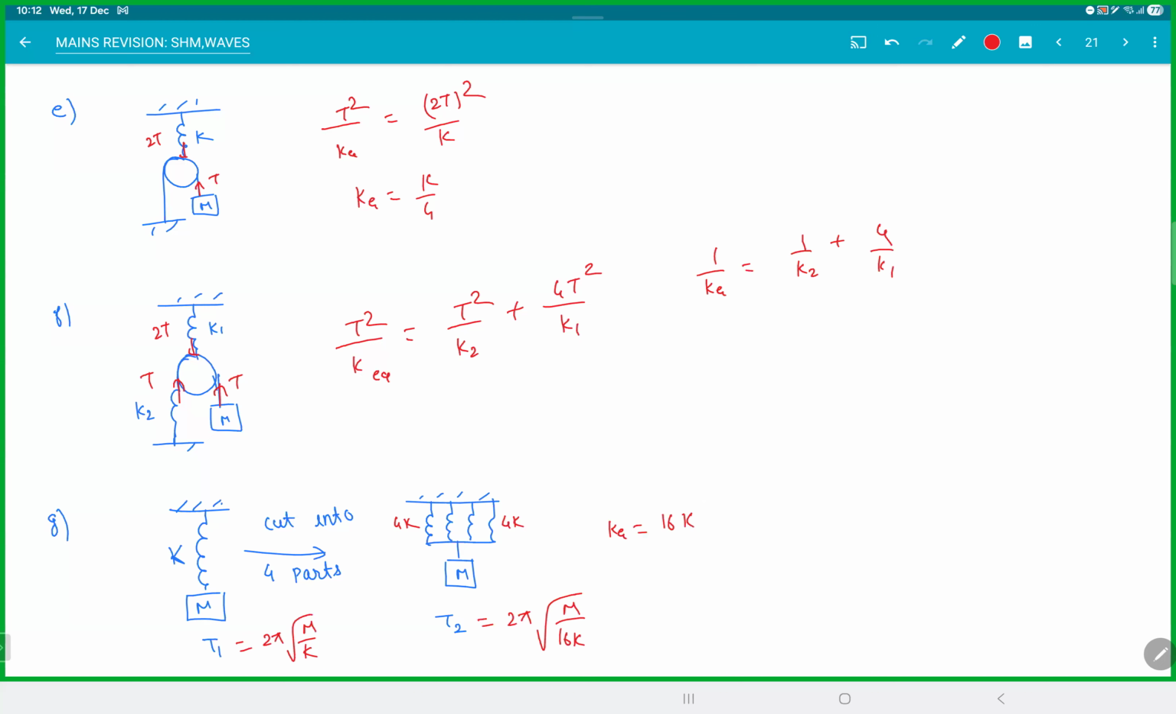Sure with this? SHM at a mains level, right? Most of the time they play with either the spring block systems, angular SHM, and then we have the torsional pendulum. These are the four cases. At advanced level, you can really play a lot, right? We will still see some models, but at pure mains level, they'll stick to the springs mostly.